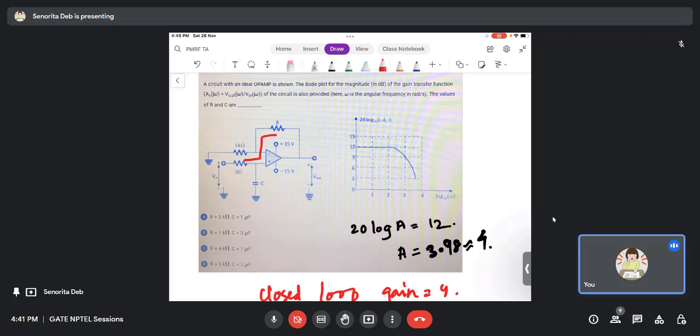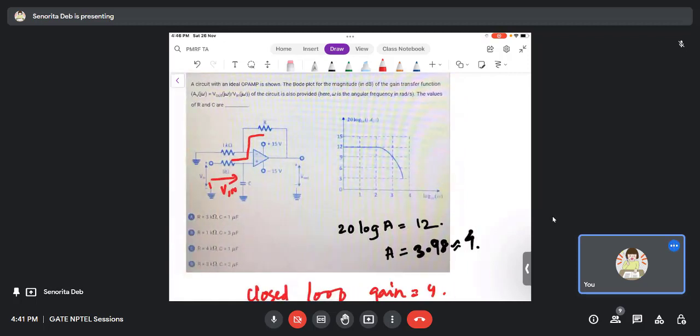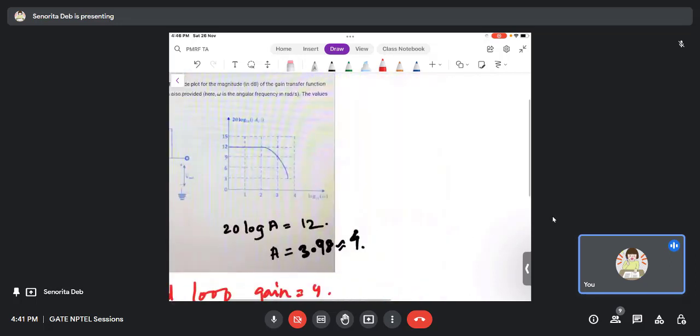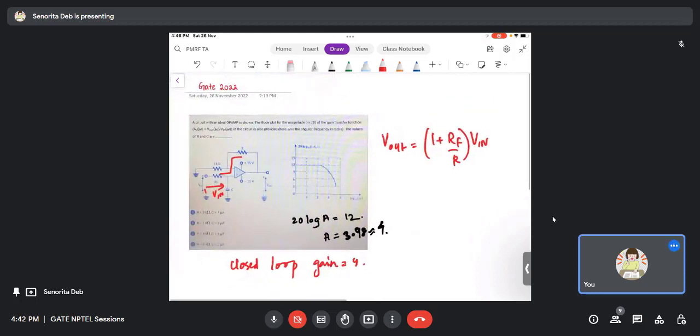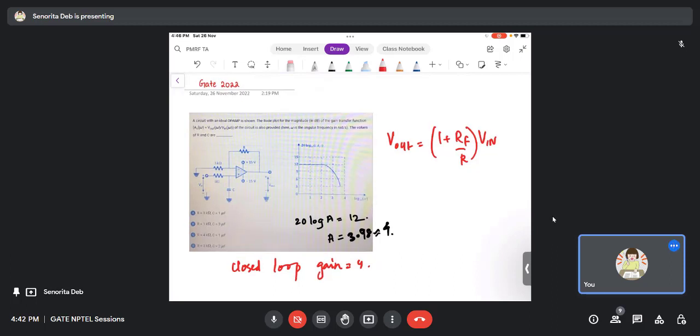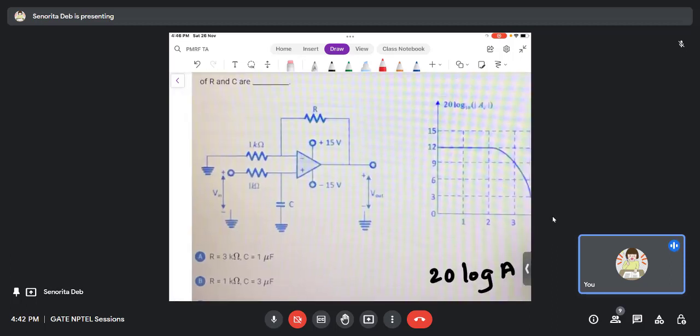But the input is in which terminal? V in. So this is which configuration? Non-inverting, right. So since the input is applied to the non-inverting terminal, to the positive terminal, the gain is what? Right? This is the gain. You can see, the input is here applied to the positive terminal. This is the input here.